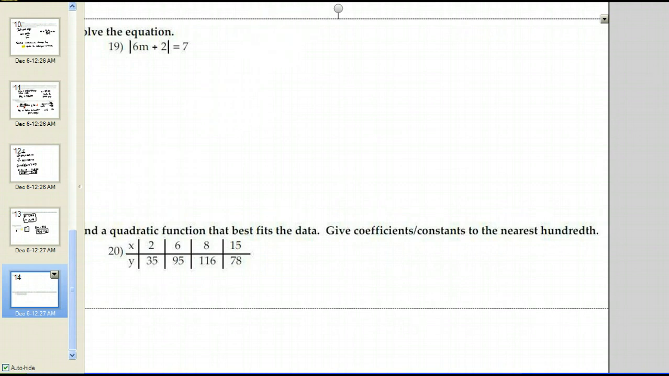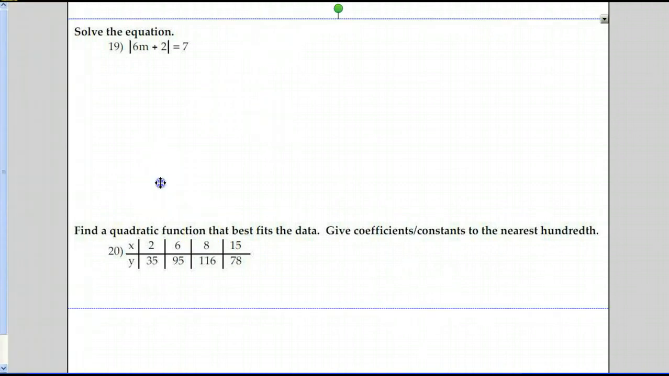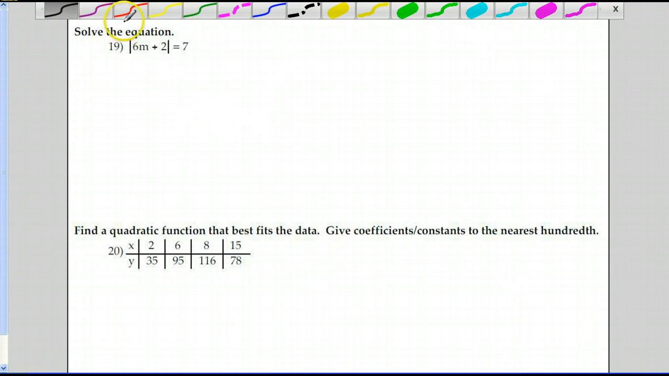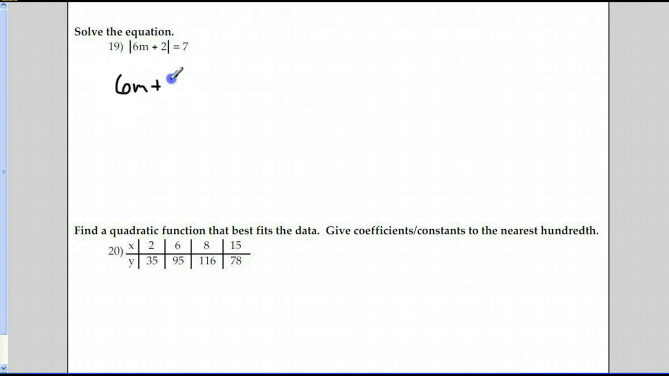Alright, then the last couple. 19, we've got an absolute value equation. It's ready to go. As soon as you have the absolute value thing isolated, you're ready to go. So your first equation is just dropping the absolute value bars. There's one equation you had to solve, but you had to remember, the one everybody forgets is dropping the absolute value bars and negating the other side only. Don't negate the side that had the absolute value bars to begin with. Only negate the other side.